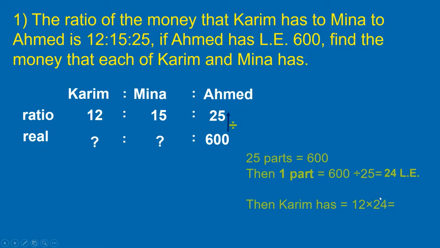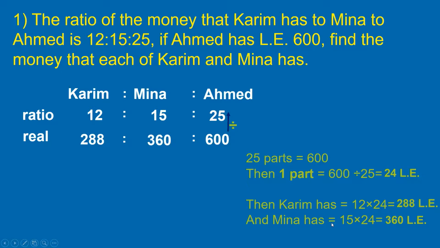Karim has 12 multiply 24, which means one part. 12 multiply 24 equals 288. And Mina has 15 multiply 24, which equals 360 LE. So Karim has 288 and Mina has 360 LE.